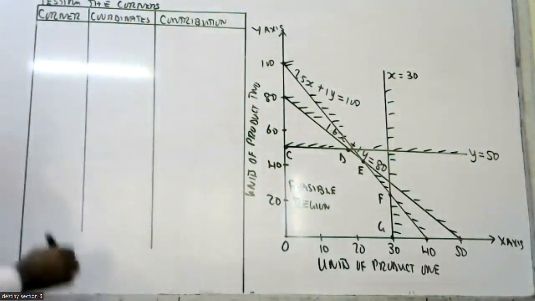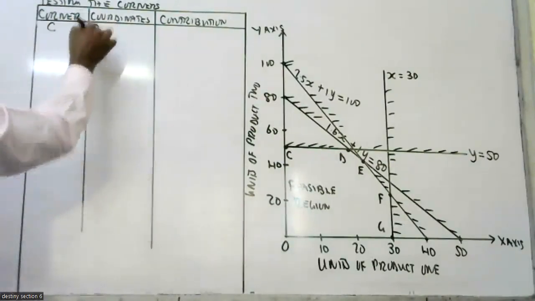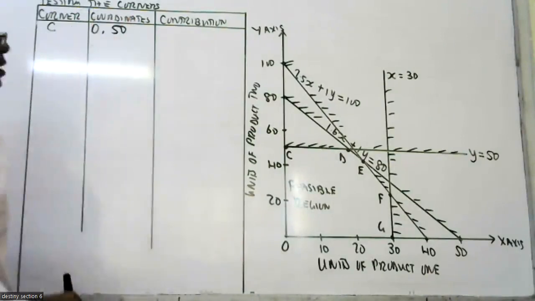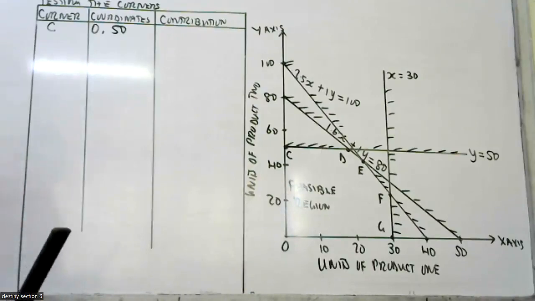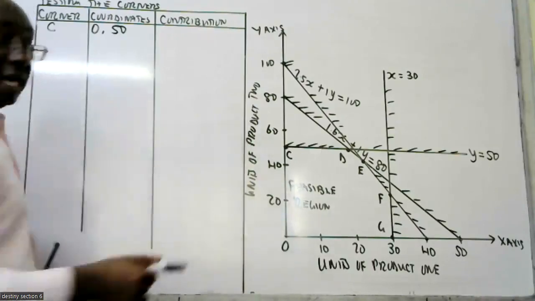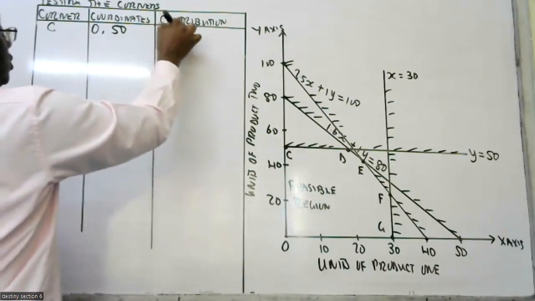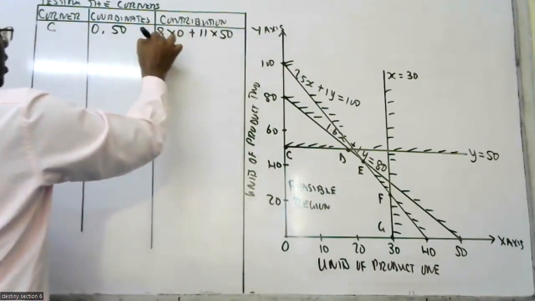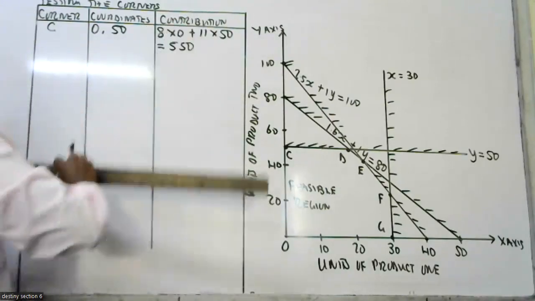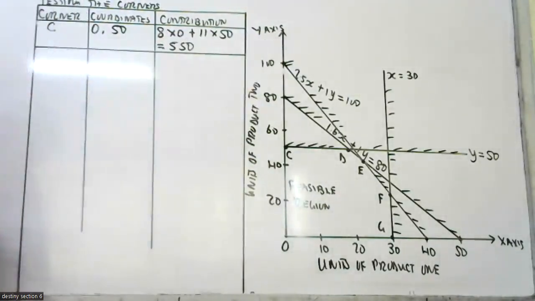So if I start with corner C, I know very well when x is 0, y is 50. So my contribution will be, the objective function, x was 8 and the other one was 11. So it will be 8 times 0 plus 11 times 50. And that will give me 550. So that is the contribution I get at corner C.